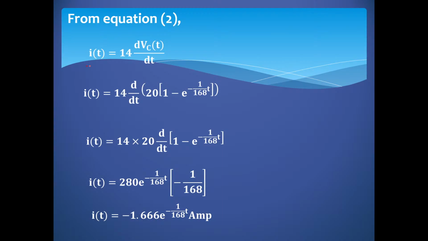So I of t is equal to 14 into d by dt of Vc of t. What is Vc of t? 20 into 1 minus e power minus 1 by 168t. So 20 is constant; send it outside of this differentiation. So 14 into 20. I of t is equal to 14 into 20 d by dt of 1 minus e power minus 1 by 168t.